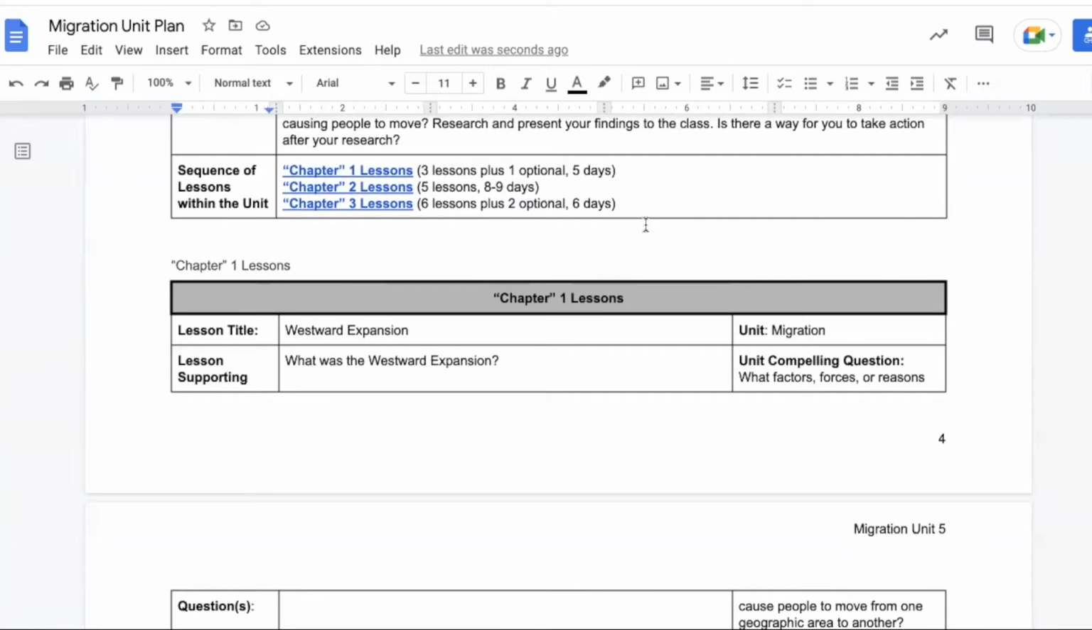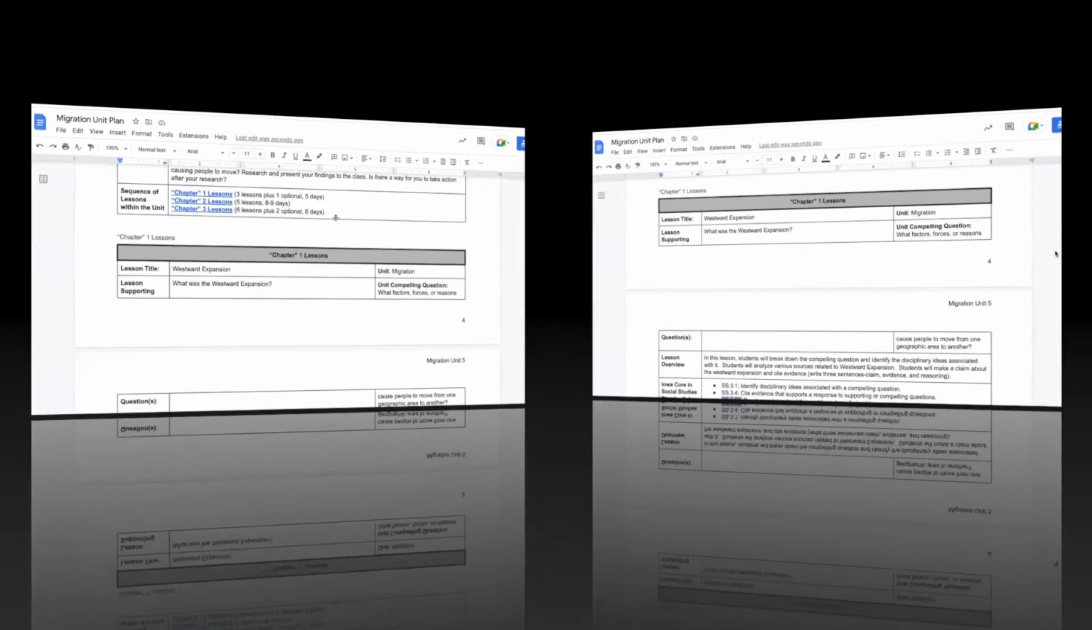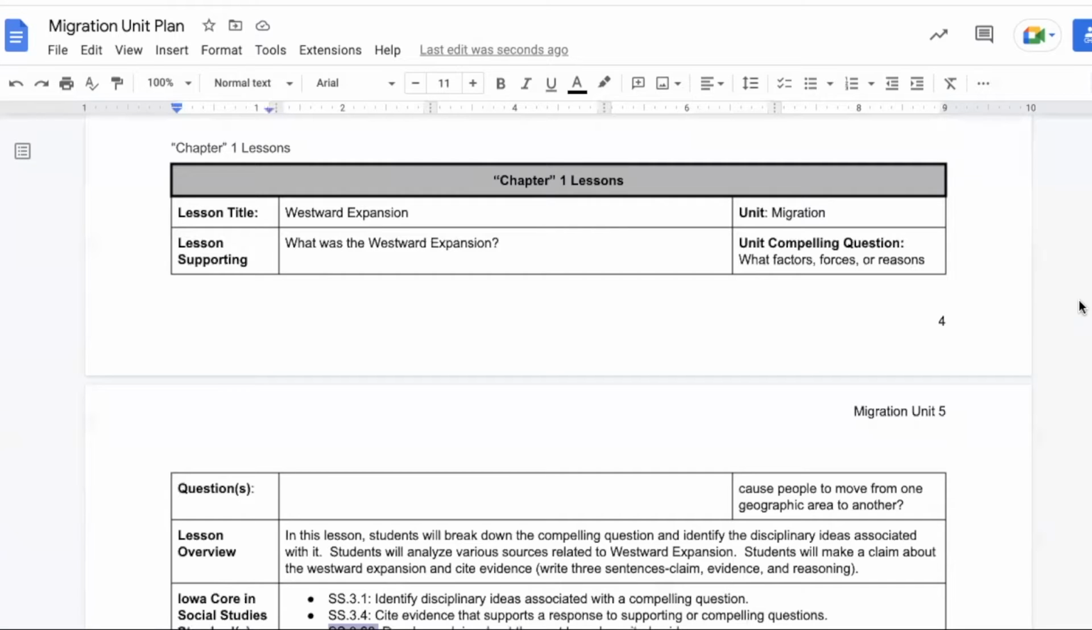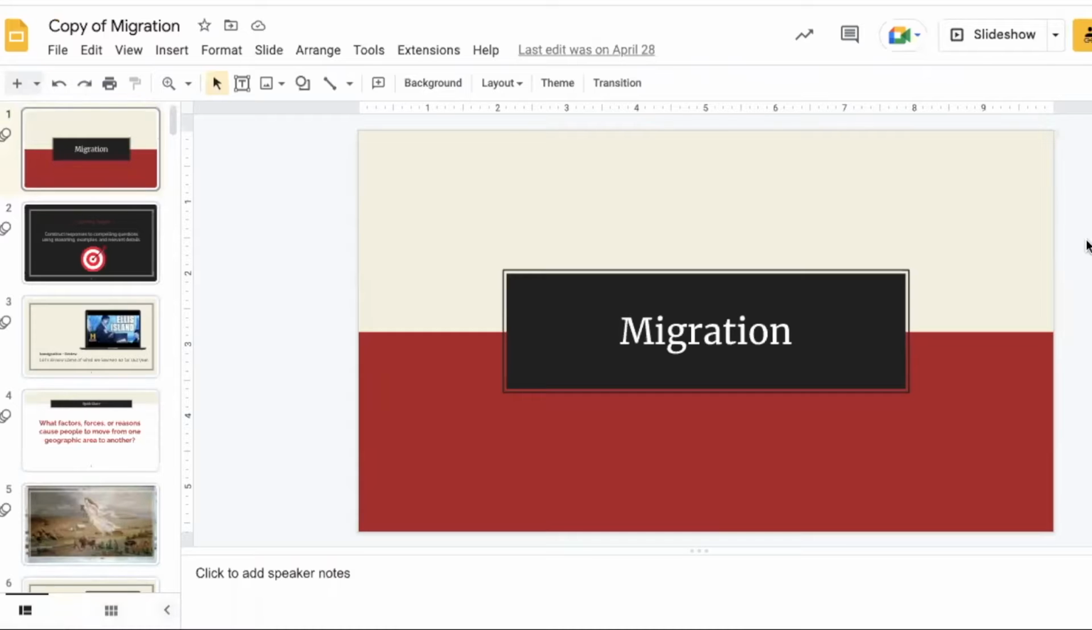This unit is divided into 3 chapters, 1 per supporting question, and you can see the number of days and lessons involved in each. So chapter 1 is called Westward Expansion, and we're focusing on the compelling question, westward expansion in general, and students have a chance to do some claim, evidence, and reasoning. There is a slideshow that goes along with this unit.